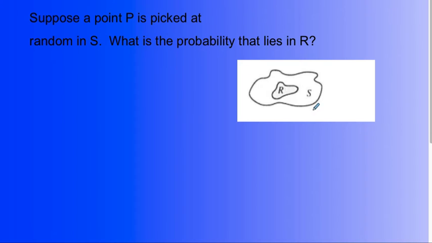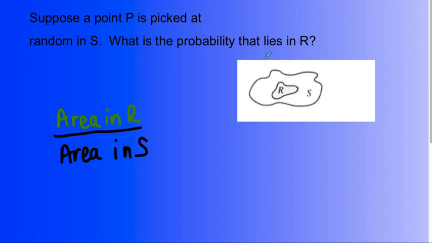All right, so again, now this is slightly different because it's two-dimensional, which means we're going to be dealing with area. So it would be the area that it's in R, let me change that to black, all over the area in S, because S is my total possible outcomes, and true outcomes would be if it falls in the area of R. So that's when we look at things that involve area.